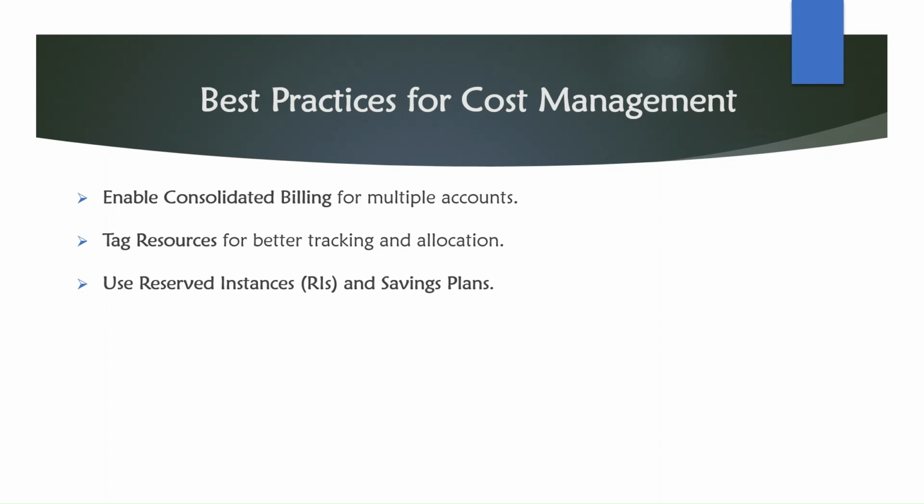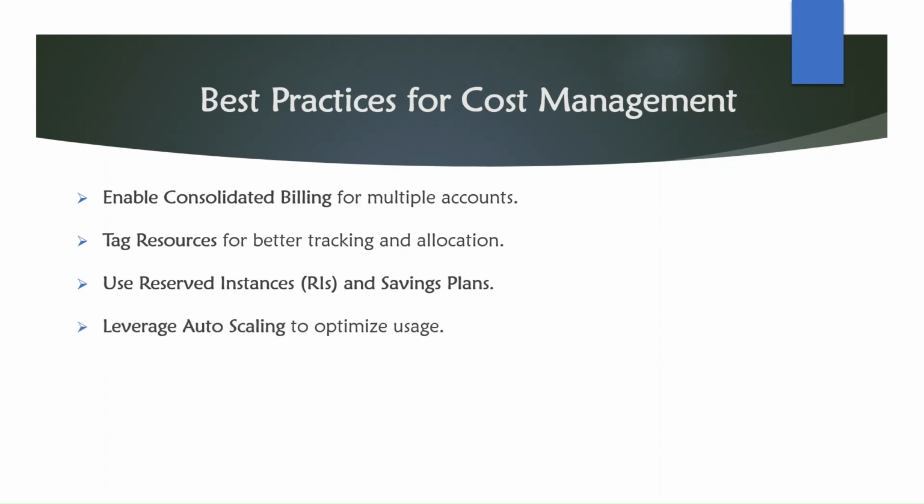Use reserved instances. Reserved instances and savings plans offer significant cost savings over on-demand pricing by committing to a certain level of usage for a 1 or 3 year term. By purchasing RIs or savings plans, users can reduce cost for predictable workloads, ensuring a more efficient environment.